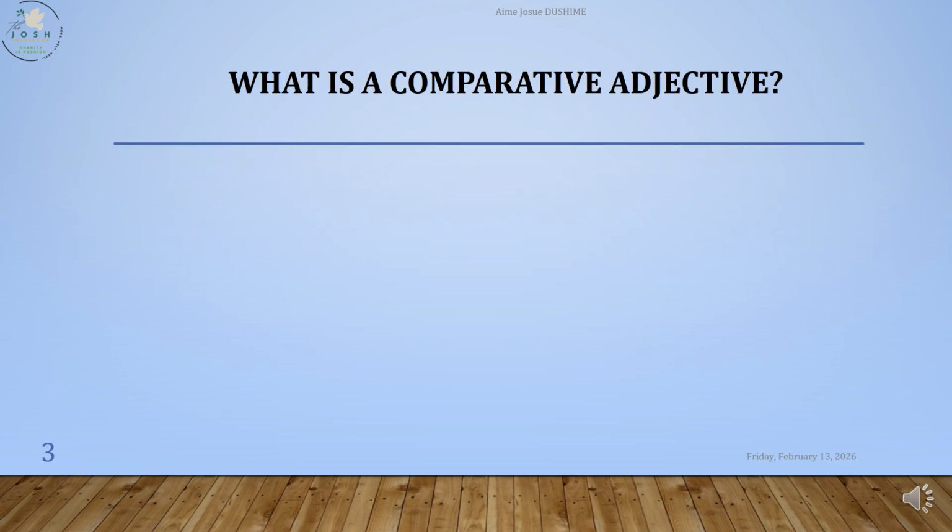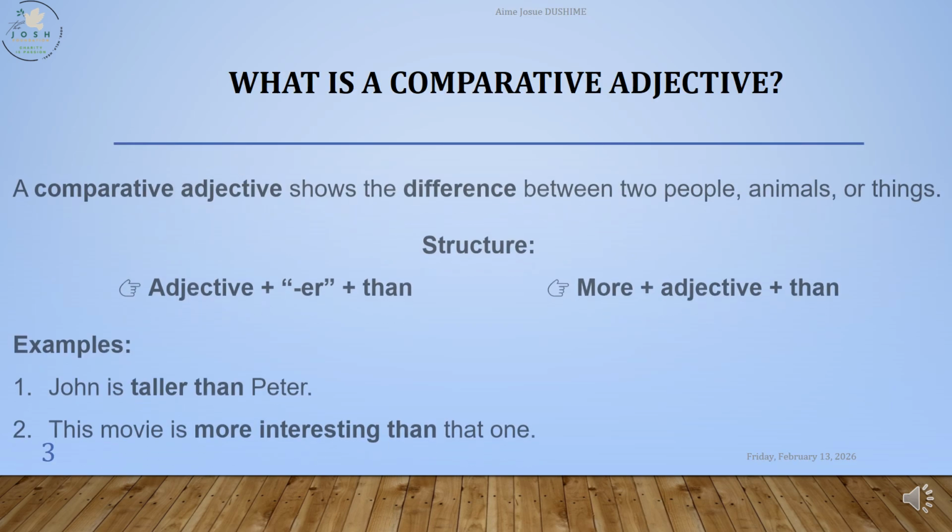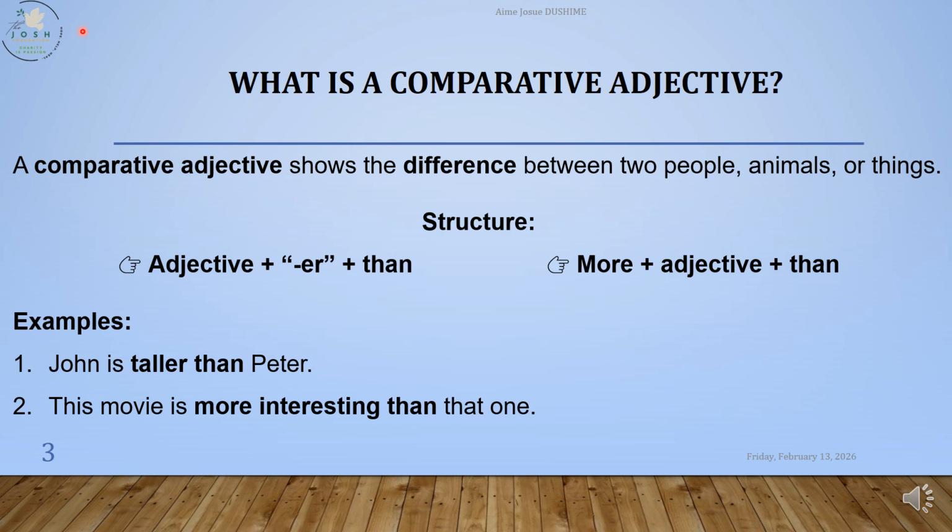It's a comparative adjective. A comparative adjective shows a difference between two people, animals, or things. Just differences between two people, two animals, or two things. Remember, it is only about two. When there are more than two, we don't use comparative. Comparative shows the difference between two things or two people.